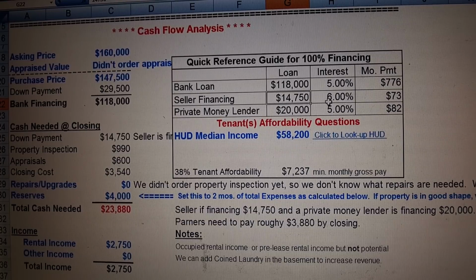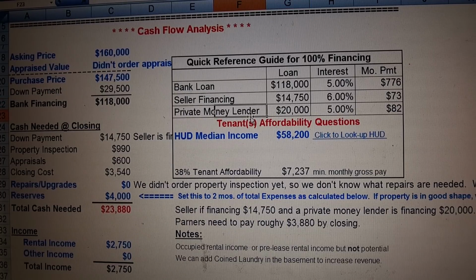I guess the standard to pitch to sellers for seller financing is about a 5% interest rate, interest only payments for 5 years with a balloon payment at the end of 5 years. He said, oh, I'll do it for 6% for the 5 years. Okay, so that comes out to a monthly payment of $73. That's just interest only. So at the end of 5 years, we'll owe him a balloon payment of $14,750.